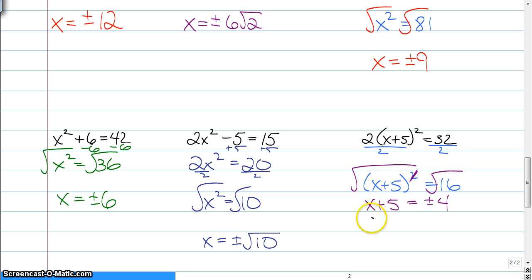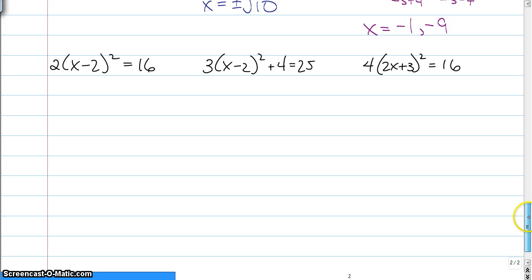So you subtract 5 from both sides, and you have x is equal to a negative 5 plus or minus 4. And now you just have to make sure you add and subtract 4 from a negative 5. So this would turn into a negative 5 plus 4 and a negative 5 minus 4. We just split up the plus or minus. So x is equal to a negative 1 and a negative 9. And that's it.